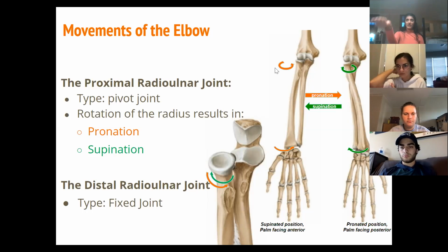Make sure you're trying it. Try flexing, and then try extending, right? And think about what fossas are fitting where. Okay, and then try pronating.